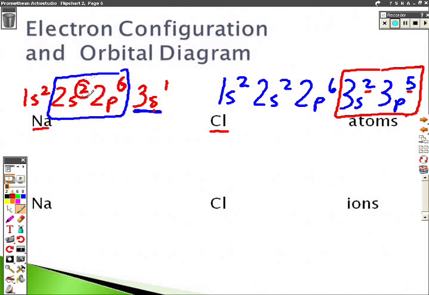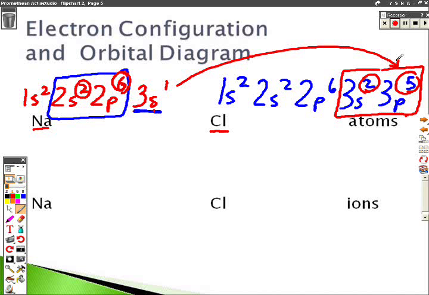If you look right here, here's your 8. 2 and 6 is 8. That's the stable octet. 2 and 5 is 7. If this electron gets added over here, then guess what? It's stable. So I'm going to go ahead and draw for the sodium ion and the chlorine ion here.